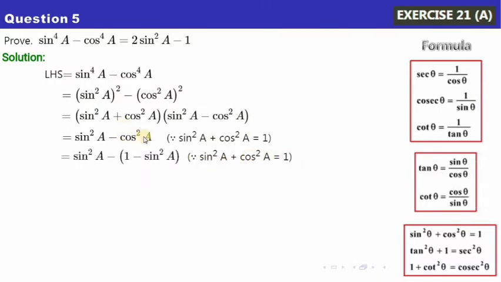So instead of this I've written 1 minus sine square A. So open up the bracket, so minus into minus becomes plus, so sine square A plus sine square A is 2 sine square A, and we have minus 1 also, isn't it? So that's what we wanted to show here. So this is my right hand side. You may pause the video and note down your solution.